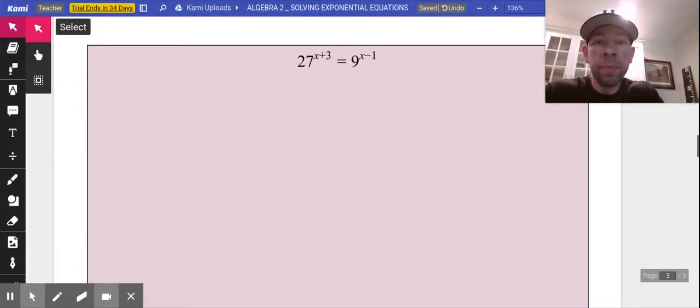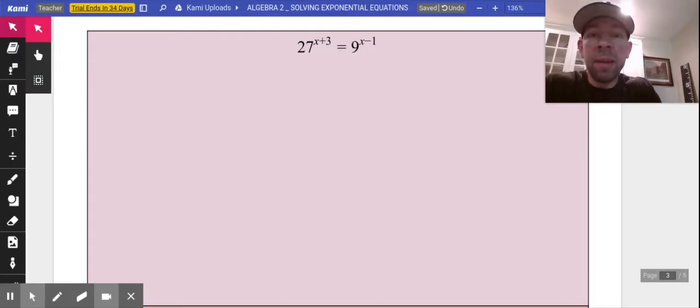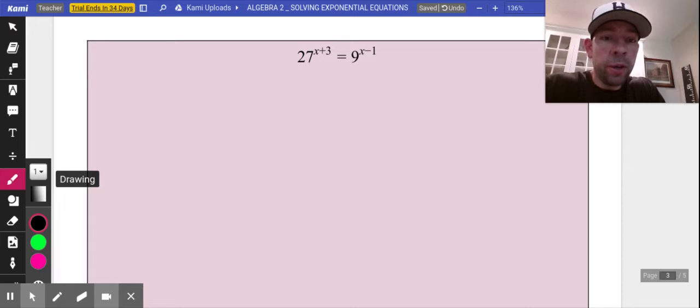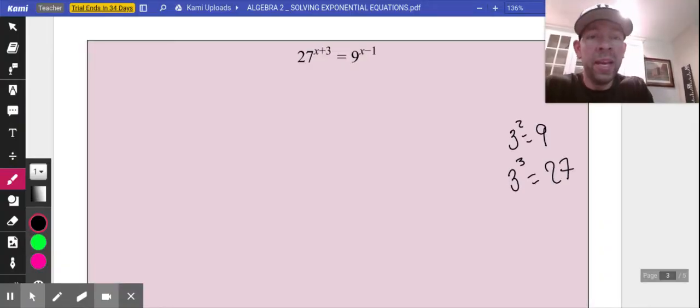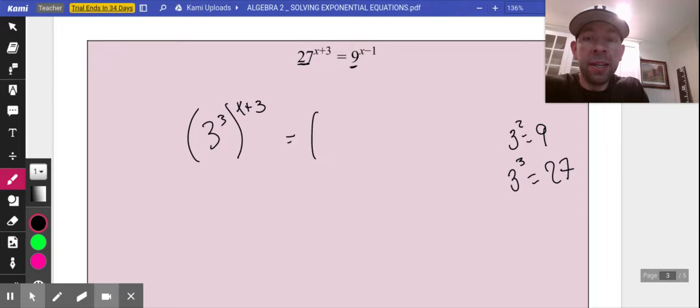Okay, next example. Here's an example where we're probably going to have to manipulate both sides and rewrite both bases, because I'm thinking they can both be rewritten with a base of 3. We know that 3 squared equals 9, and we know that 3 cubed equals 27, so this is tailor-made. Let's replace this 27 with 3 cubed, and then rewrite that original exponent. And then we're going to replace that 9 with 3 squared.